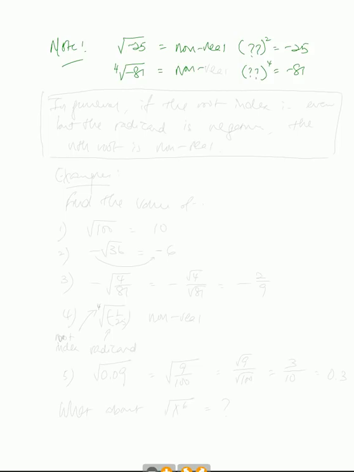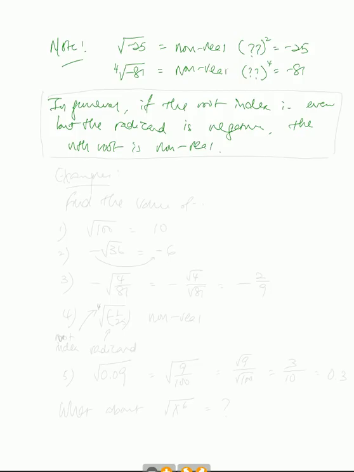That's because it's non-real. So in general, if the root index is even, but the radicand, that's the number on the inside, is negative, the nth root is non-real.